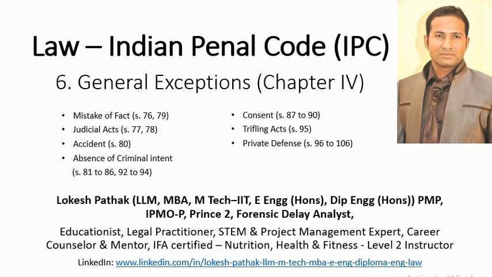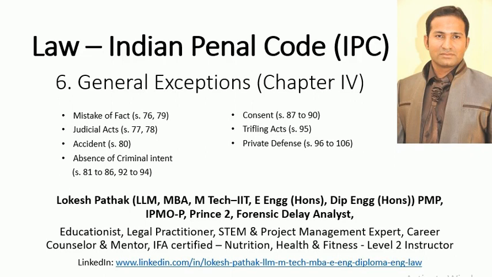Now, general exceptions are split into 7 major categories in the Indian Penal Code. The first is mistake of fact, described in sections 76 and 79. Second is judicial acts, described in sections 77 and 78 of IPC. Third is accident, which is section 80. Fourth is absence of criminal intent, which is divided into parts: the first part is sections 81 to 86, and the next is sections 92 to 94 of IPC. Then consent, which is sections 87 to 90. Sixth is trifling act, which is section 95. And seventh and last is private defense of person or property, which is sections 96 to 106.